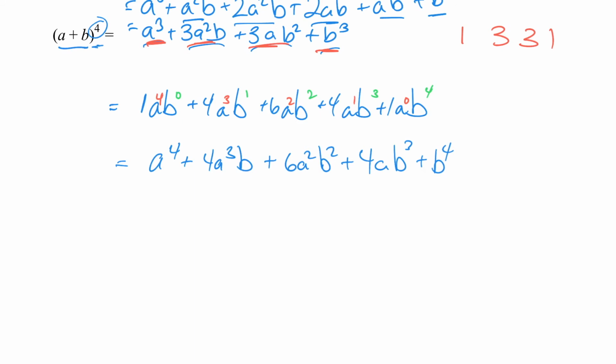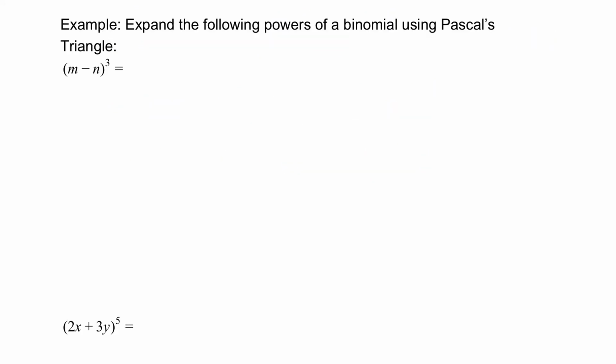So let's go through some more. Let me go to more difficult examples and how we can take advantage of this. So here we have m minus n to the power of 3. Here we've got a subtraction, so it's not a plus b, but a minus something.